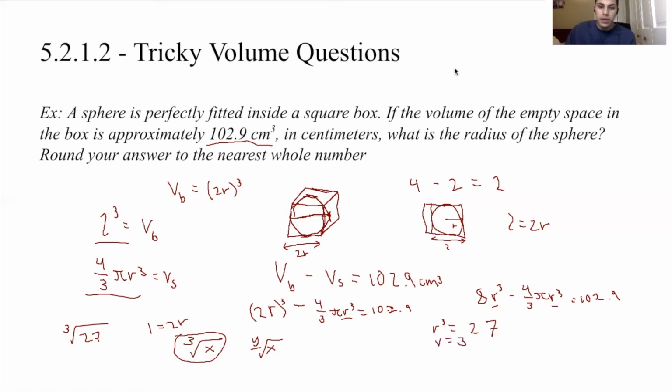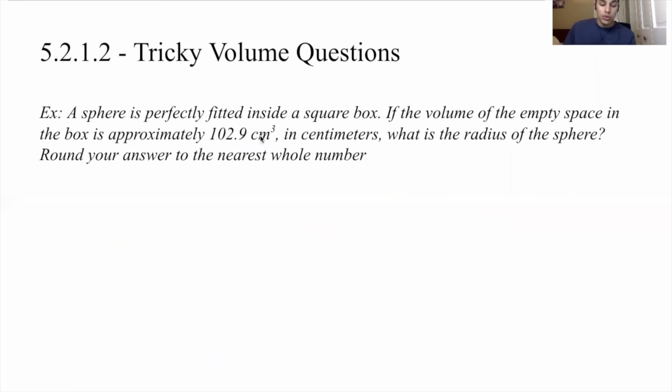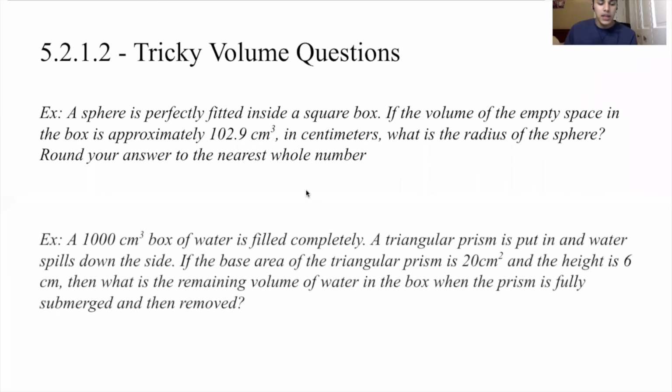All right, on to the second question. This one's also a little bit difficult to visualize. It's a 1,000 centimeter cube box of water is filled completely. A triangular prism is put in and water spills down the side. If the base area of the triangular prism is 20 centimeters squared and the height is 6 centimeters, then what is the remaining volume of water in the box when the prism is fully submerged and then removed?